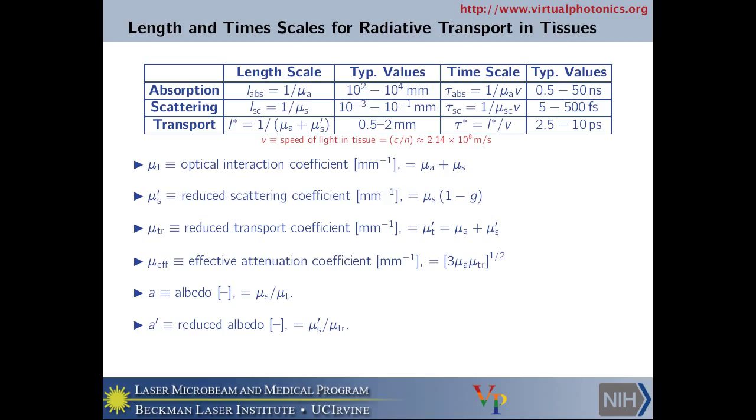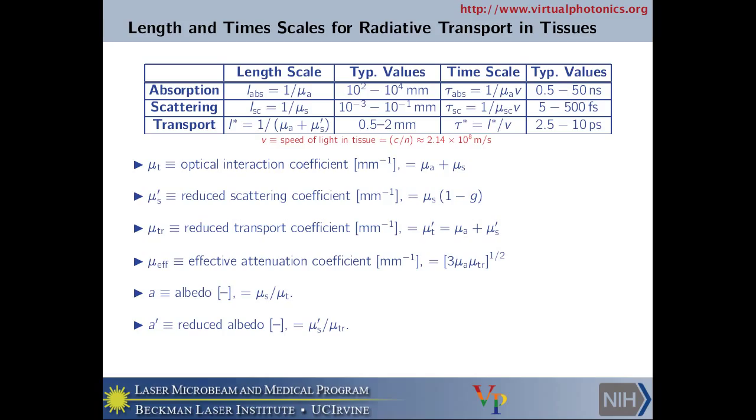And the typical values for photons to hang around in tissue before they're absorbed are on the order of hundreds of picoseconds to tens of nanoseconds. This is to be contrasted by the time it takes for a scattering event to occur, which occurs really on the femtosecond timescale due to the density of scatterers in tissue. And so the characteristic timescales for interaction are on the picosecond timescale.